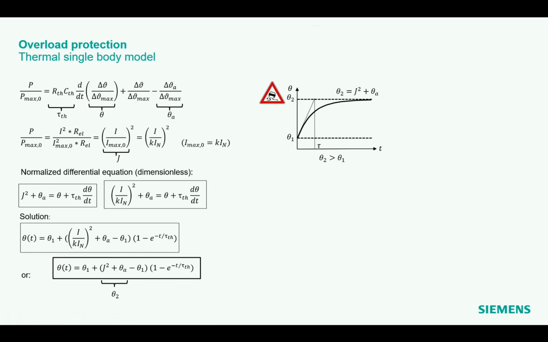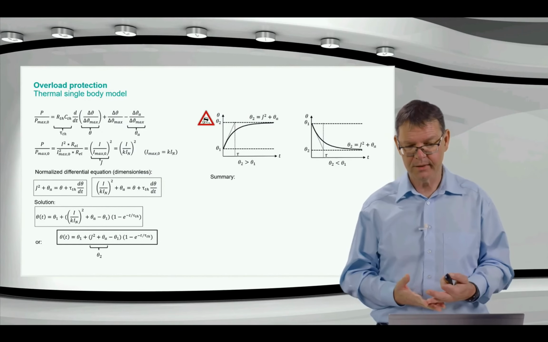And if the end temperature is bigger than the starting temperature, then I have an E function that goes up, and we can have the same also the way down. So if the starting temperature is higher than the end temperature, then the temperature falls down here. This would be the case when you switch on the motor and the motor runs up, and then it's running and the temperature goes up. And this is when you switch off the motor, then the temperature goes down because there's no current flowing anymore.